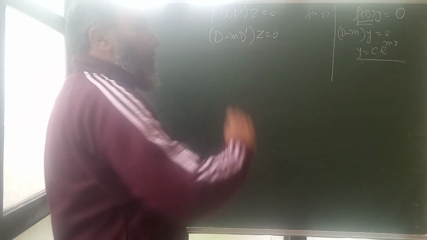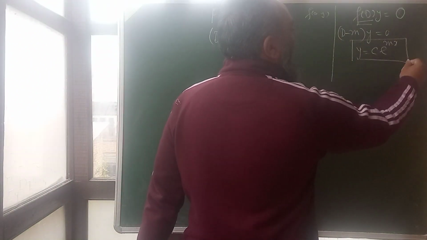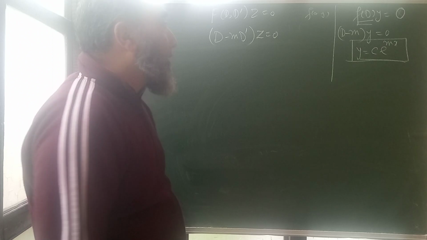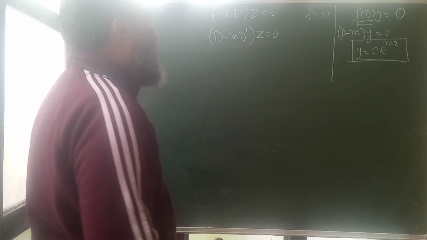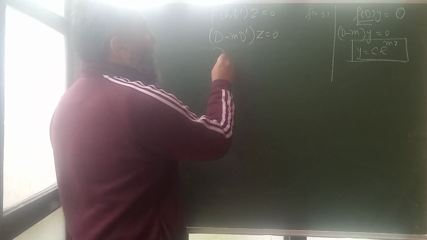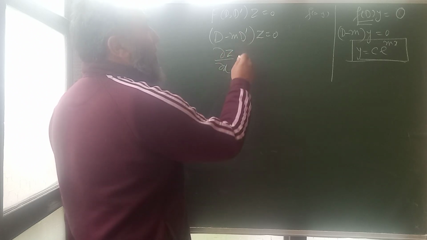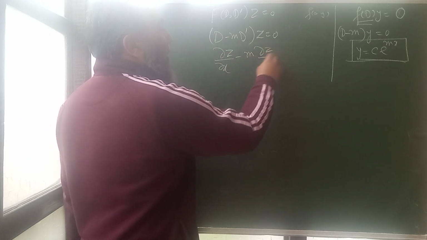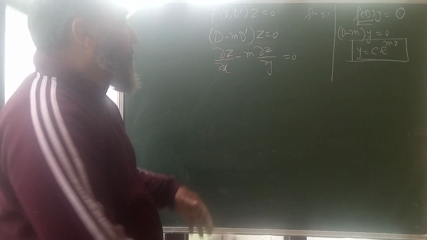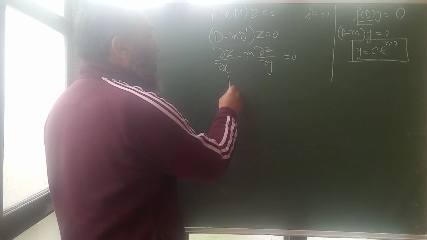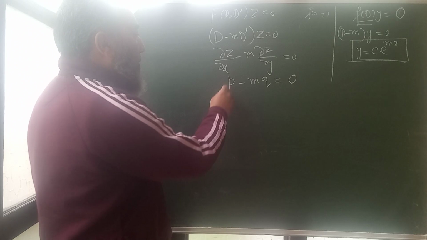Now, if I have a factor of this type, I do write the solution as y equal a constant times e to the power mx. But if I have a factor of this type, how to write the solution? This you have already done. See, what is D? D is del by del x. Operating on z, so this is del z by del x, then m, this is del z by del y equals 0. Fine? So this factor can be written in this form. But what is this? This you have done. This is p, this is q, equals 0. So this is a linear form.